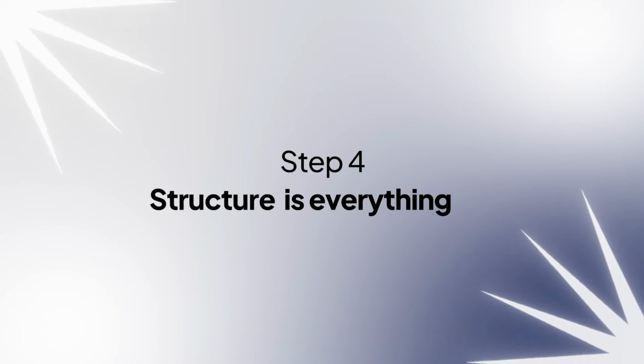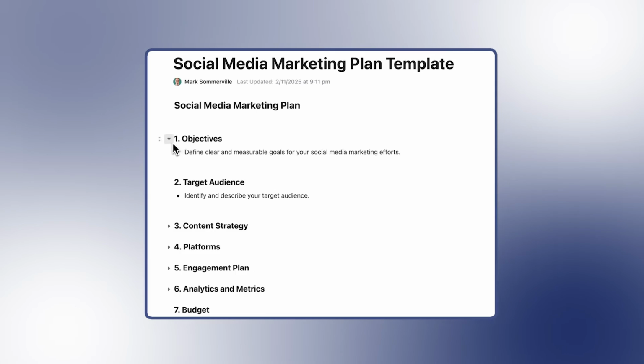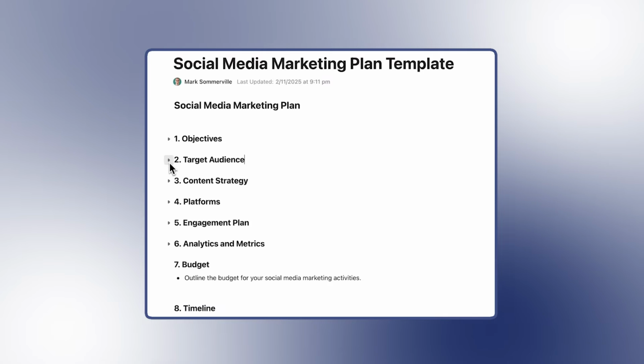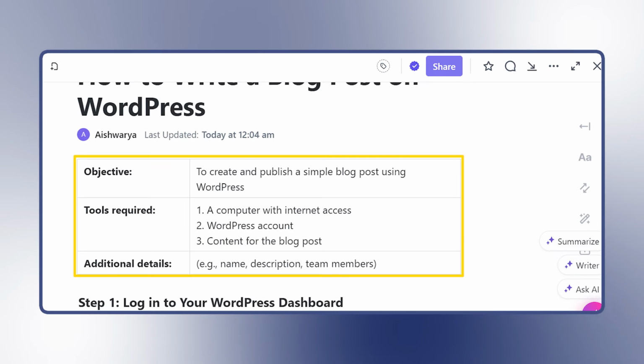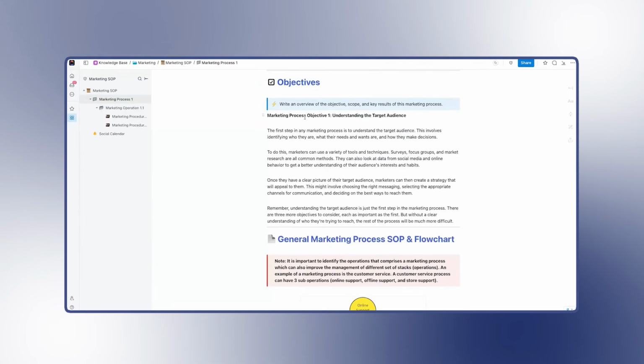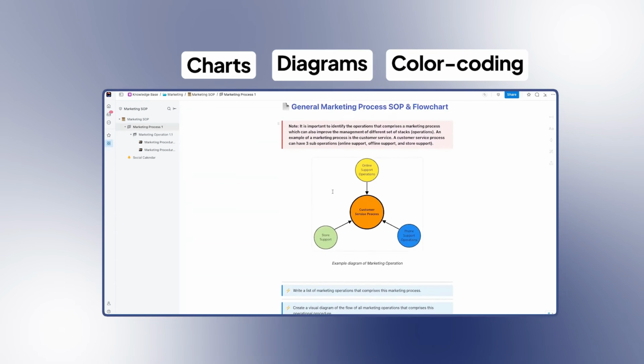And for step 4, let me remind you, structure is everything in technical documentation. Nobody, and I mean nobody, reads technical documentation cover to cover. So it pays to use collapsible headings, subheadings, and a table of contents. Anything that can make your doc scannable. A bonus tip here is visual elements like charts, diagrams, and color coding make complex concepts clear and more engaging.